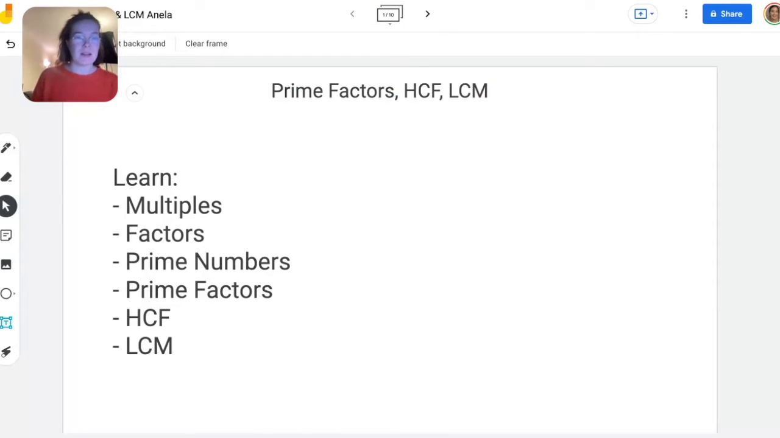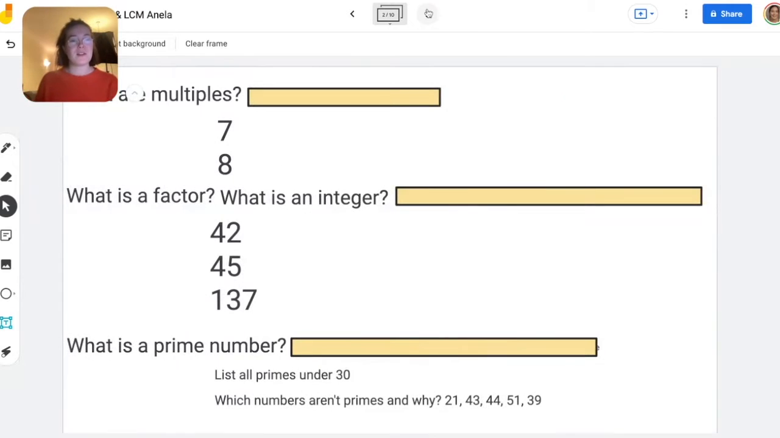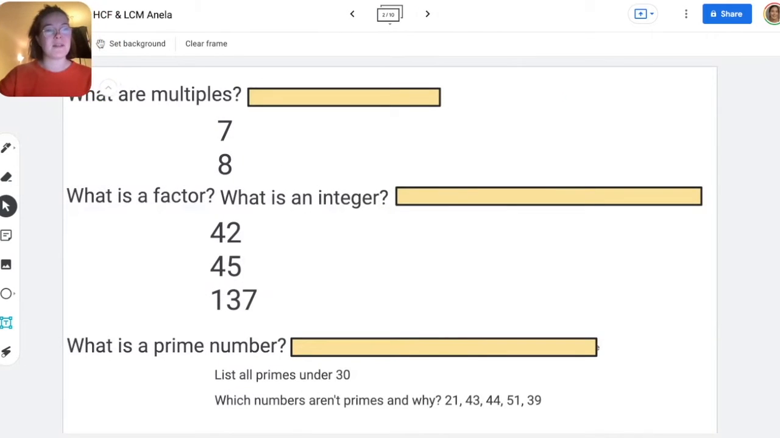So today we're going to be looking at prime factors, highest common factors and lowest common multiples. More specifically, we're going to be looking at multiples, factors, prime numbers, prime factors, highest common factors, lowest common multiple, and then we'll be putting those questions into context. So the first thing that we want to look at is what is a multiple.